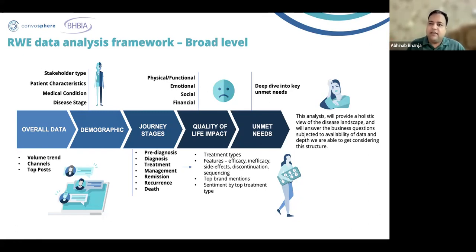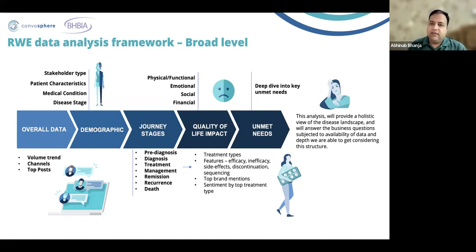Quality of life impact is definitely a very important piece of our RWE study, because we are trying to assess the impact on patients. Though we have broader criteria, as explained, like physical, emotional, social, and financial, we can update the categories based on the disease type. And we do see overlap between certain topics as well, on a disease by disease basis.